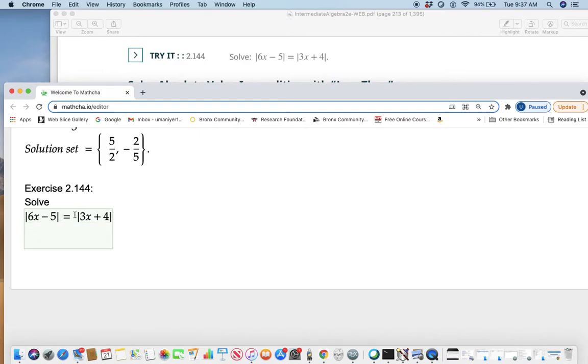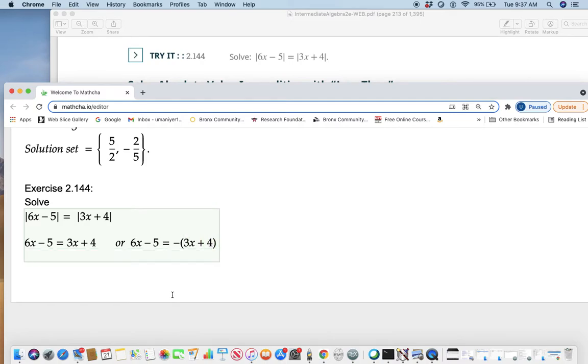When two absolute value expressions are equal, set the expressions equal. This is one option, or the left expression equals the negative of the right expression. Okay, there are two possibilities by which absolute values are equal. One, the expressions themselves are equal, or the first expression is equal to the negative of the second expression. Now, this gives you two equations.